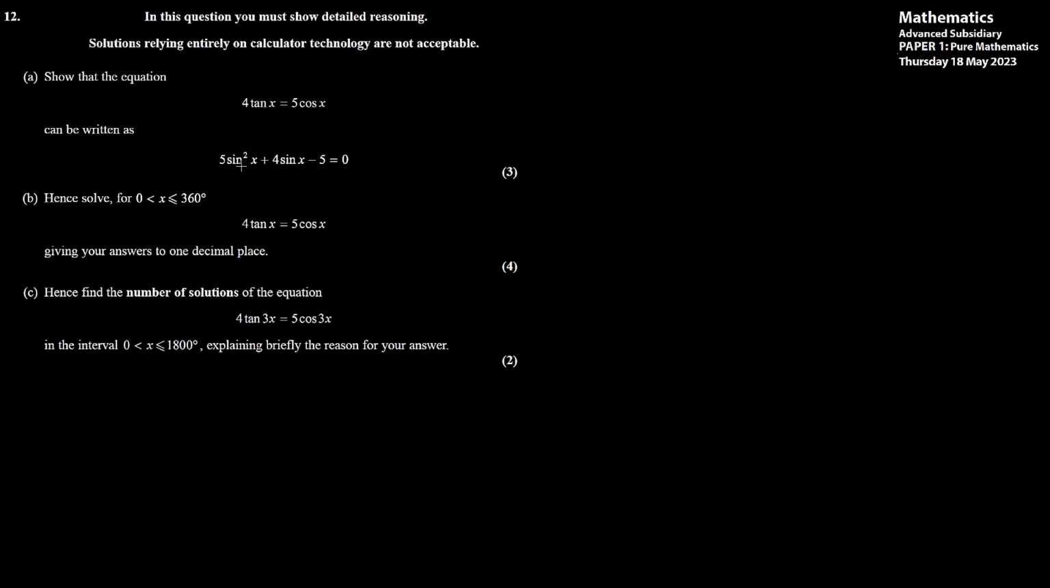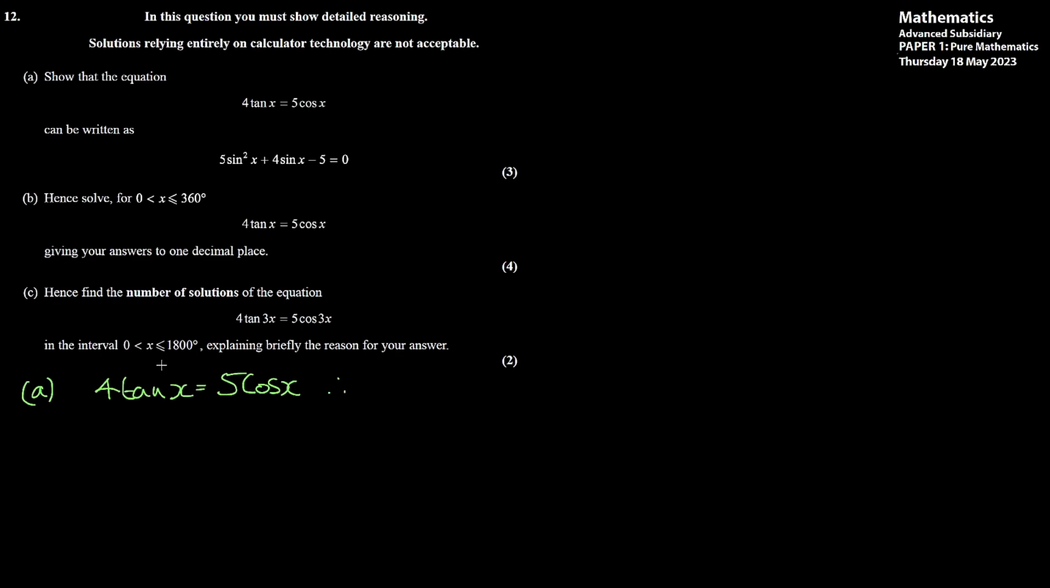In question 12, we've got a trig equation to solve, find the value of x for this equation. But first of all, we've got to show that 4 tan x, which is equal to 5 cos x, can be turned into this quadratic here in sine. Clearly, we've got to get rid of both tan and cos and transform them both into sine.